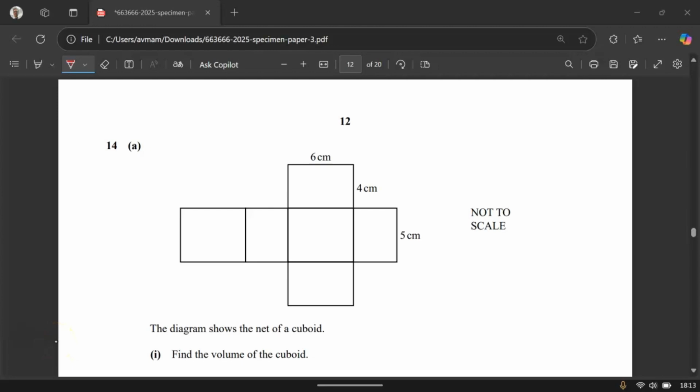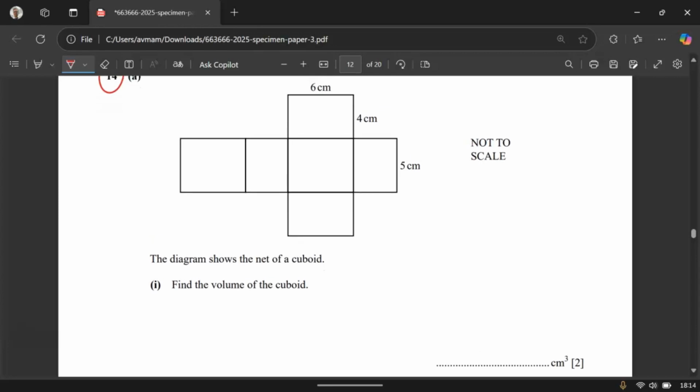In my last video, I finished up to question number 13. So let us start question 14a. The diagram shows the net of a cuboid. Number 1, find the volume of the cuboid.